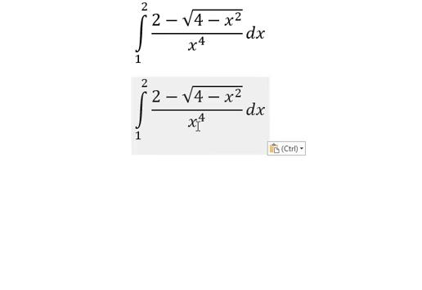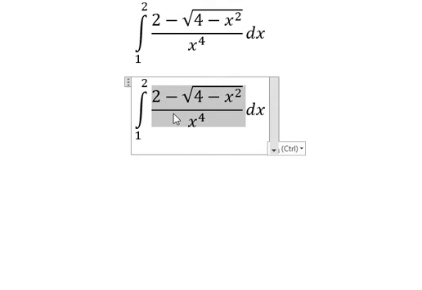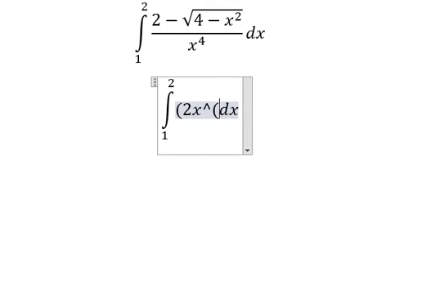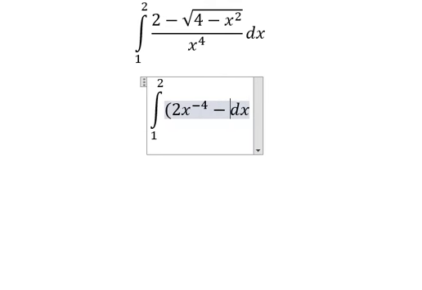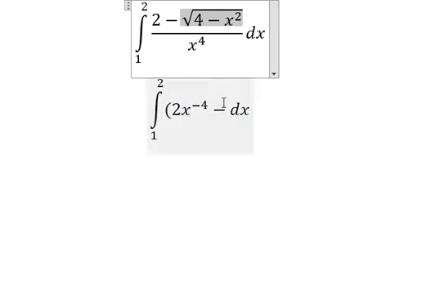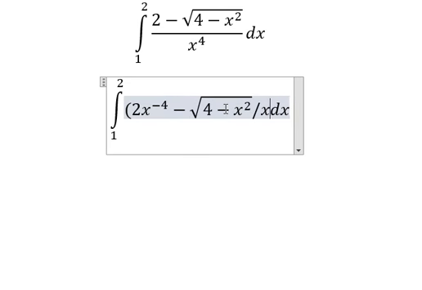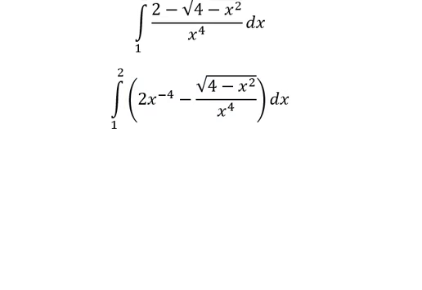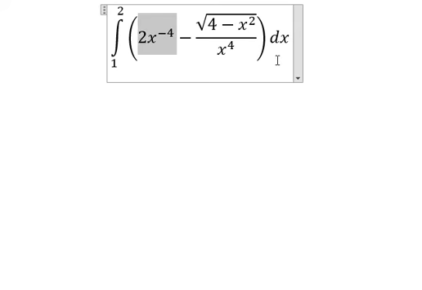Number 2 divided by s to the power of 4. We can write it this way. And we have this one over s to the power of 4. Now I will go to this one first.